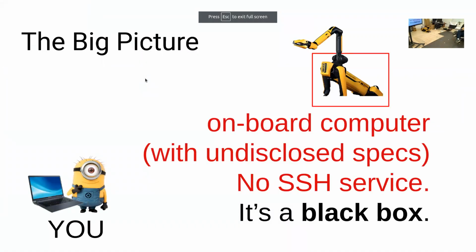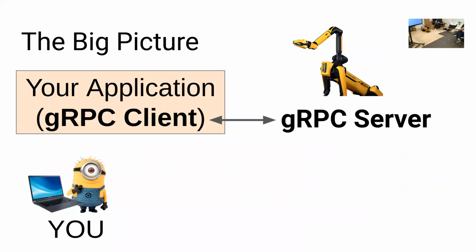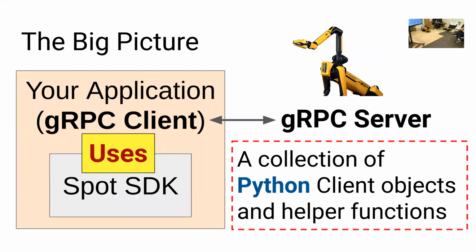So the big picture is you have Spot and you have your own computer, and there's a computer, or maybe two computers, running on Spot, and you don't know the specs, and there's no SSH. So it's really a black box. Essentially you communicate with Spot through gRPC, and Spot runs a gRPC server that provides a bunch of different services, like getting images or getting robot state. Your application acts as a gRPC client, and that client uses this SDK to make the interaction easier. The SDK is a collection of Python client objects and helper functions.